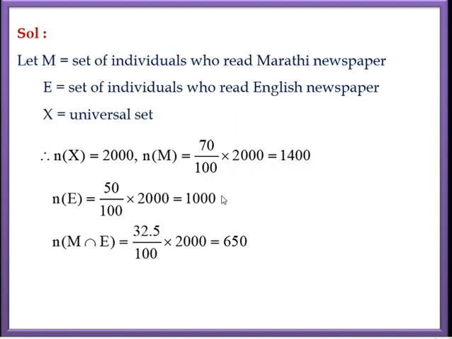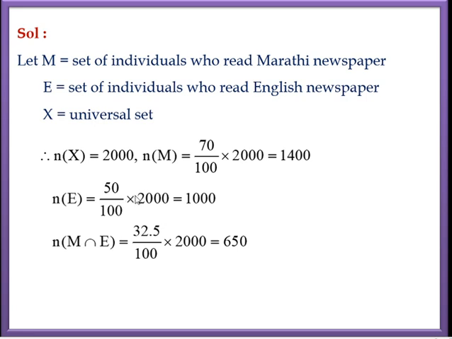Okay. Let M denote the set of individuals who read Marathi newspaper, E the set of individuals who read English newspaper, and capital X the universal set. So n of X is what? 2000. Now 70%, percent means per 100, for every 100. When I say 70%, by that I mean 70 upon 100 times the total, that is 2000, which is 1400.